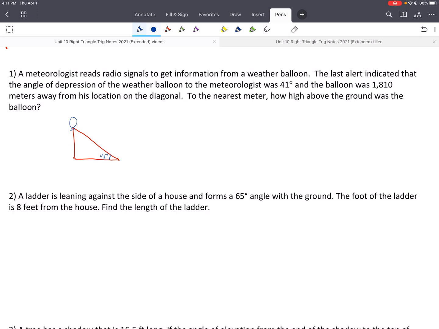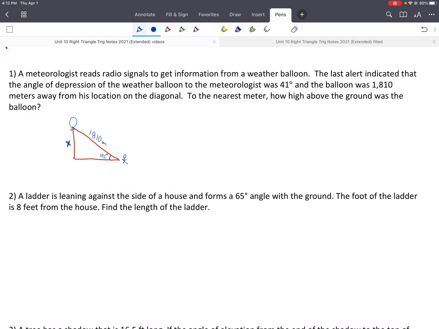And the balloon is 1,810 meters away on the diagonal. So this would be 1,810 meters. Okay. To the nearest meter, how high above the ground is the balloon? So we're trying to figure out what this is. This is the height. All right. And maybe we'll sketch this meteorologist.